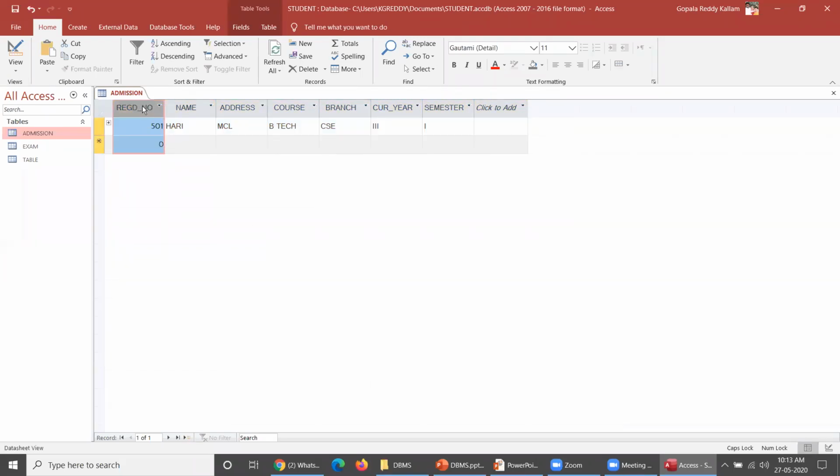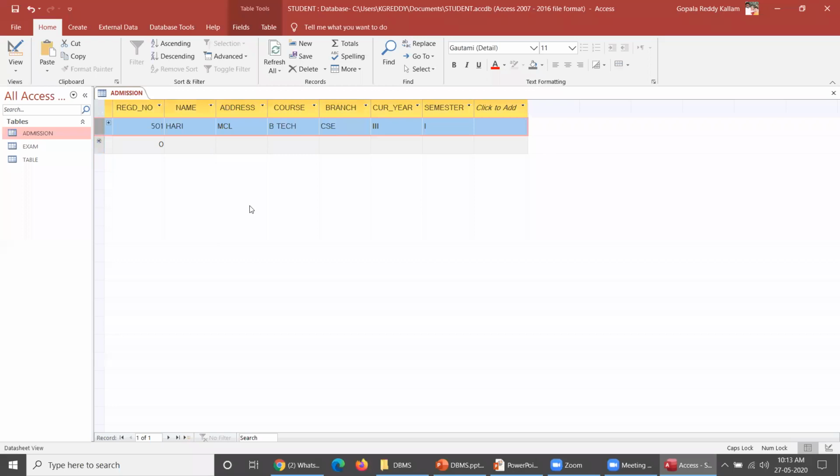A register number is one column, name is another column, and so on and so forth. Address is another column, current year is another column, and so on. We have 1, 2, 3, 4, 5, 6, 7 columns available here within the specific table, and only a single row is available with us. In databases, these are not called rows and columns. Of course, there are some technical words.